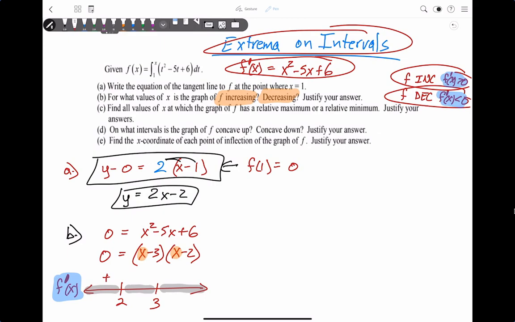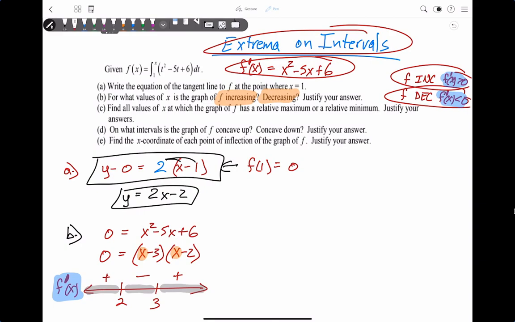Now let's try 2.5. 2.5 minus 3 is a negative. 2.5 minus 2 is a positive, and that product will give me a negative. So let me go ahead and write that right there. Now let's try something to the right of 3. So let's say 4. 4 minus 3 is positive. 4 minus 2 is positive. So that product is going to be a positive.